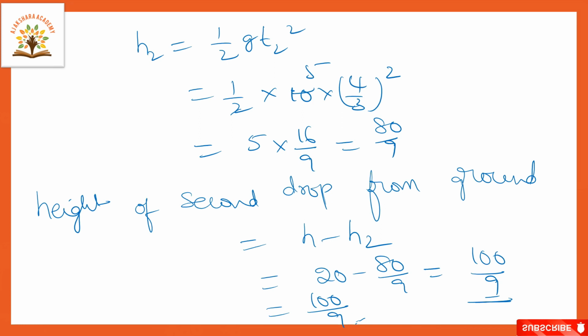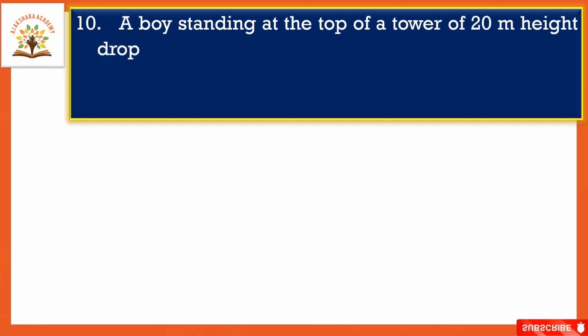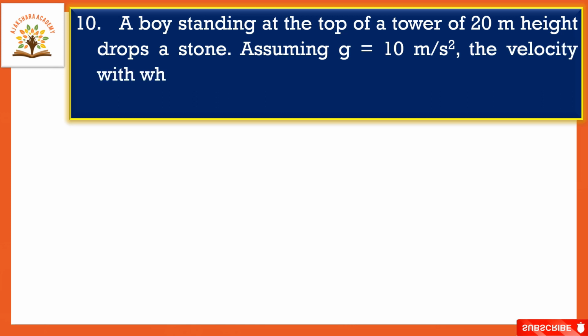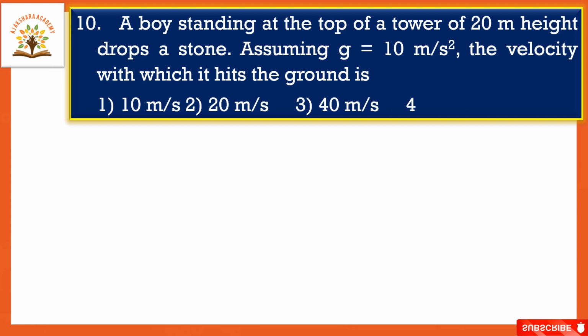Okay, next we will go to the next question. A boy standing at the top of a tower of 20 meters height drops a stone. Assuming g is equal to 10 meters per second square, the velocity with which it hits the ground is? Here we have to calculate the velocity with which it hits the ground. Let us go to the solution.